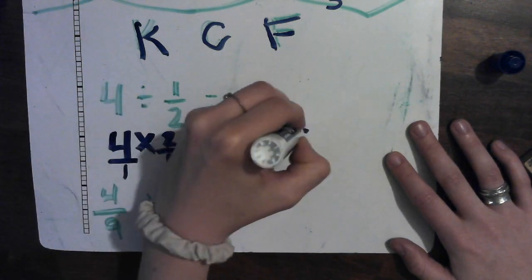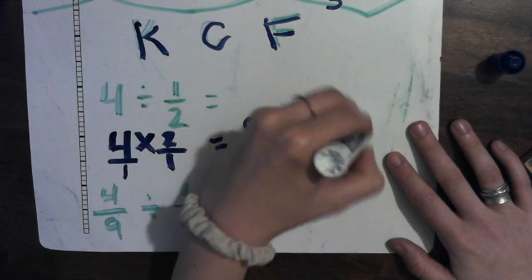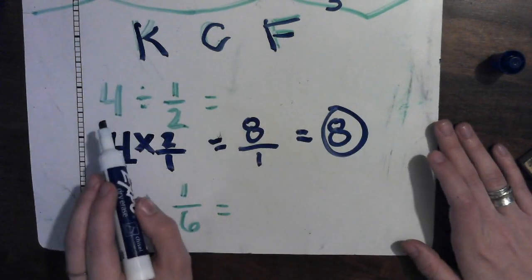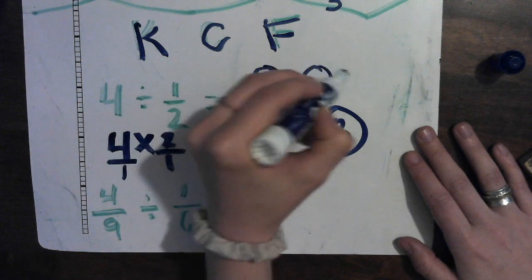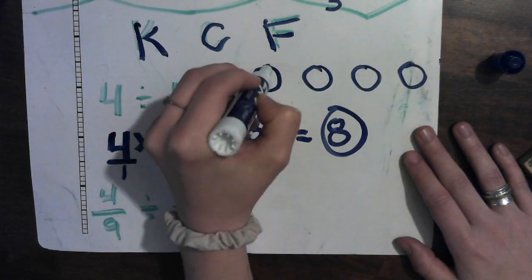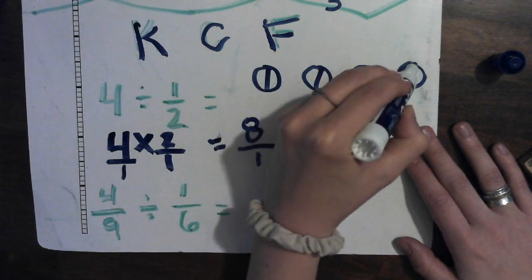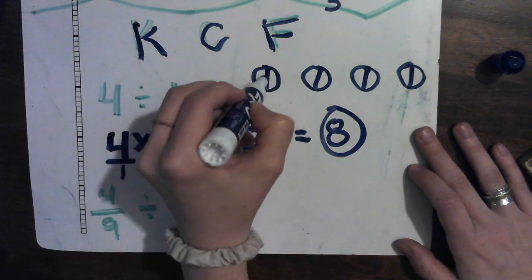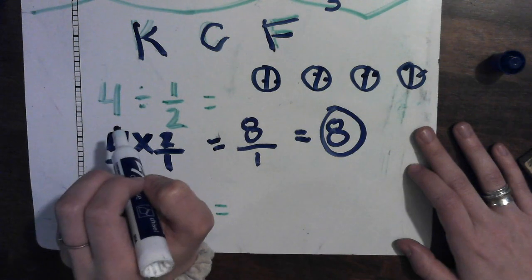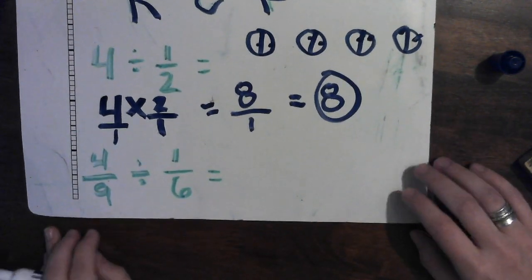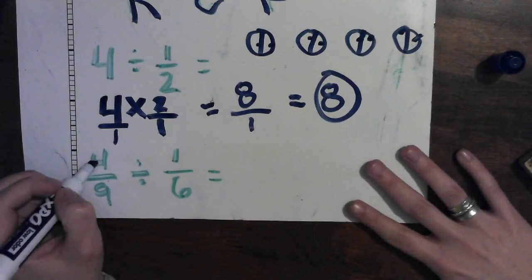1 times 1 is 1. Anything divided by 1 is itself. So that means in 4, there are 8 1/2 pieces. So if I have 4 pizzas and they're each split in half, if I were to count these halves, I have 1, 2, 3, 4, 5, 6, 7, 8. Okay? Last one. To divide by a fraction, here's a tip.